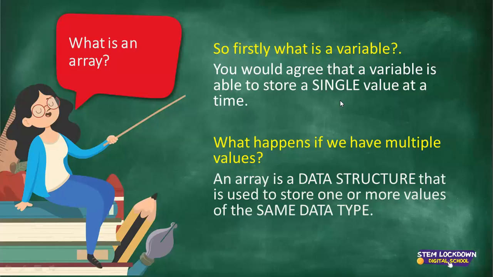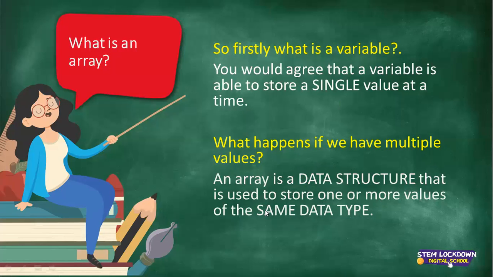And it goes on and says, what happens if we have multiple values? An array is therefore a data structure. Please take note of these terms, because when you get to your PAT, they will use terms like data structures, so don't say we don't know what a data structure is. It's nothing more than an array. There are other types of data structures as well, but we're just going to look at an array for now.